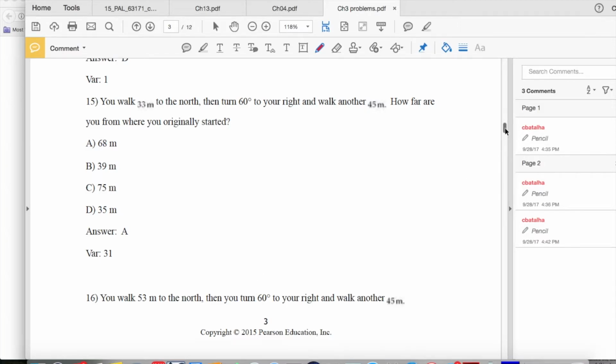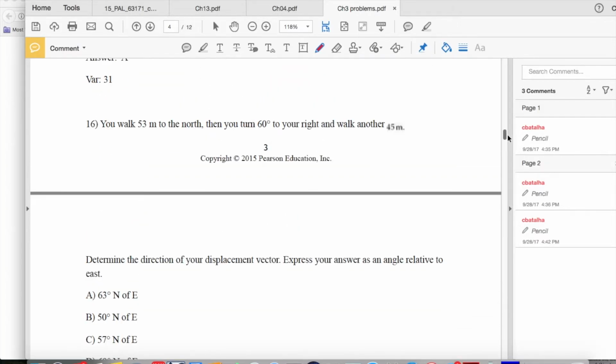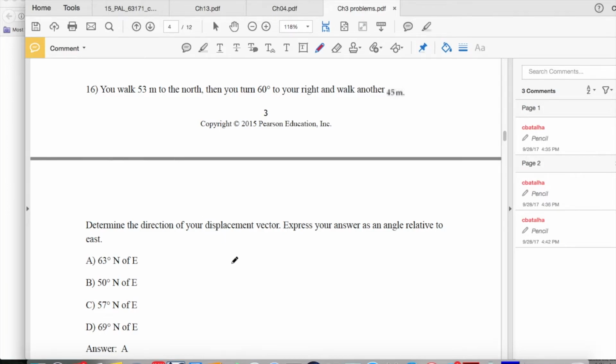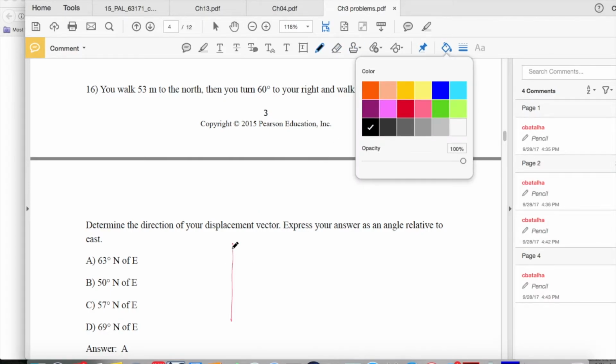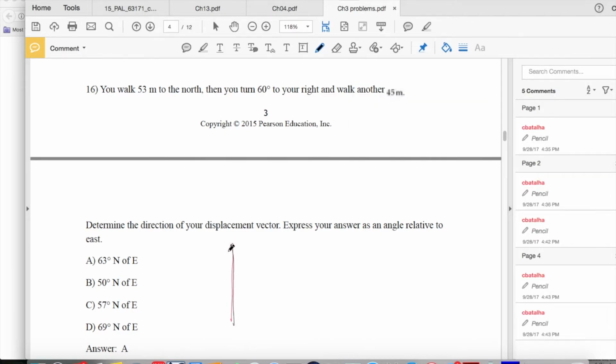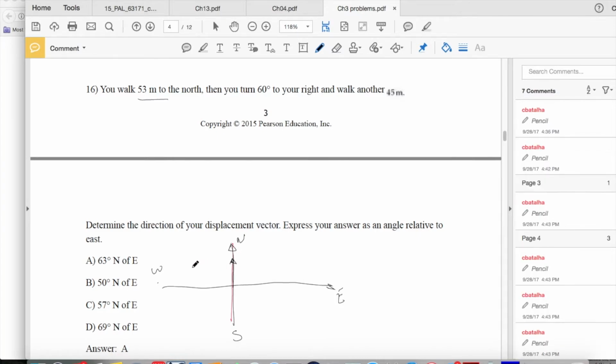No, I did the other one. Yeah, I did this one. So let's try this one. Orientation. Let me take a different color. Here's the north, south, east, and then west. You walk 53 meters to the north, and then you go 53 meters right here. That's your first vector, 53 meters.